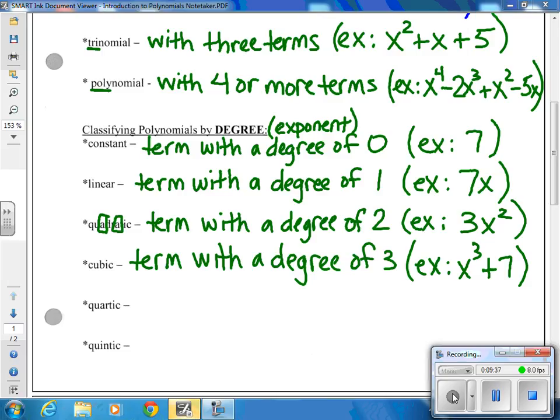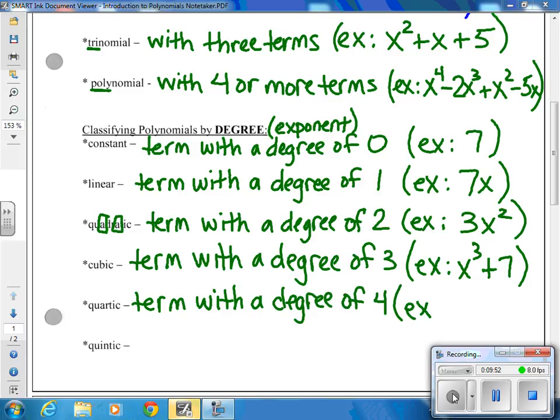All right, the next one is the word quartic. And if you think of it as a part of the word quarter, it takes 4 quarters to make a dollar. So this would be your term with a degree of 4. So the highest power has to be a 4, right? So for example, if I have 8x to the 4th minus x to the 3rd power, okay, the highest power is a 4, so this would be a quartic example.